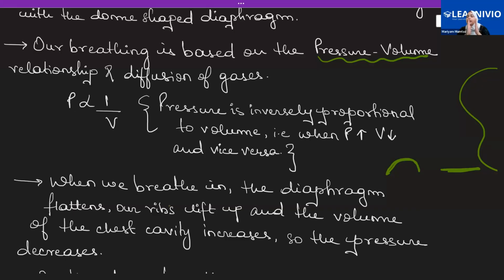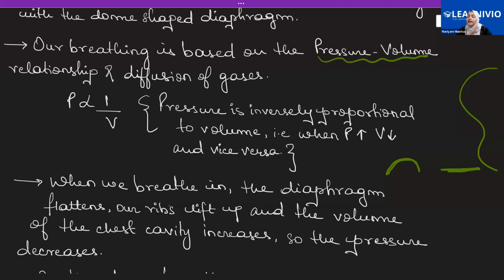Yes, very good. So now in the outer atmosphere, there is a higher pressure of gas, and in our body, there is a lower pressure. The gases move from high pressure to low pressure. So the air would come into our body, and that is how we breathe in. But when we are breathing out, the flattened diaphragm goes back to the normal state. Our ribs that were lifted up will go back. So the volume is decreasing, but the pressure will increase. Now, comparatively, the pressure outside will be less, so the gases will move out. Got it?